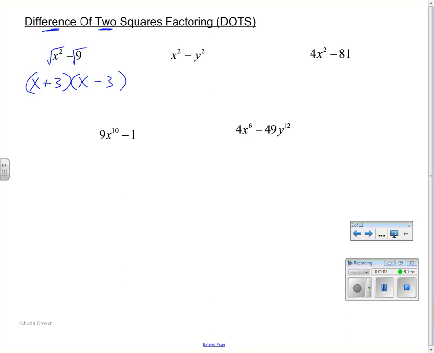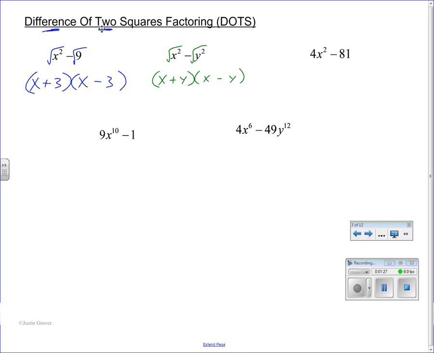For x squared minus y squared, it factors to x plus y and x minus y. Right? The first term is x from the square root of x squared. Second term is y, the square root of y squared, and one's plus, one's minus.